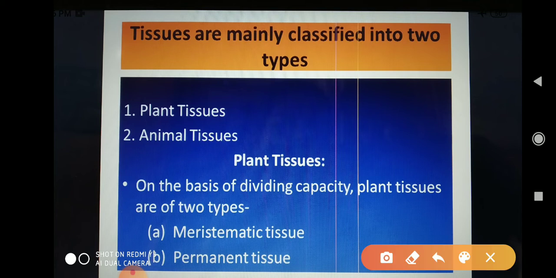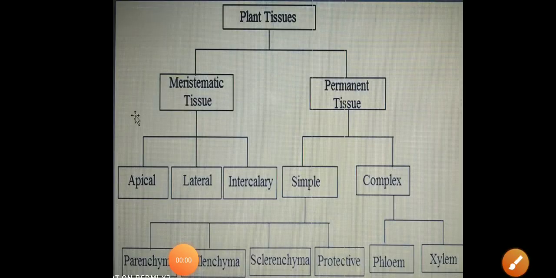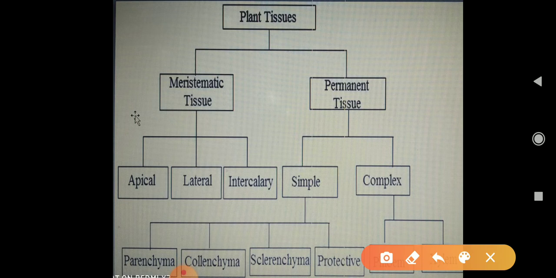Now once again, plant tissues are of two types, meristematic tissue and permanent tissue. Meristematic tissue has the capacity of division and continuously forms new tissue. Even the permanent tissue is formed by the meristematic tissue. Second, permanent tissue does not have the capacity of division. Now next is the chart of plant tissue. With the help of this you can easily understand the types of plant tissues, and this is new for you. Firstly you have to learn all the names.